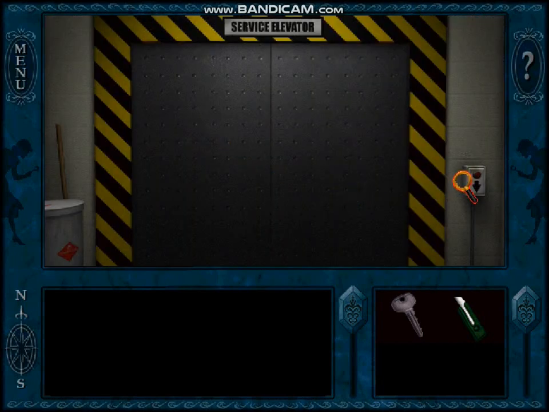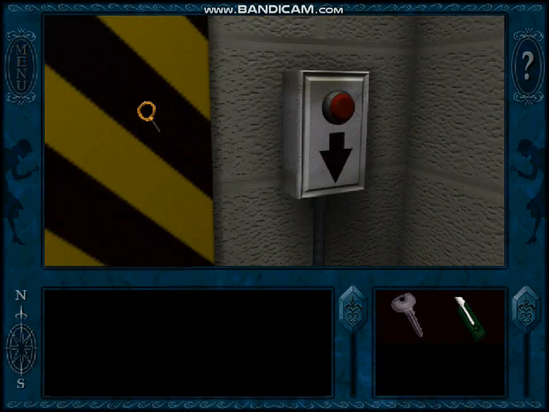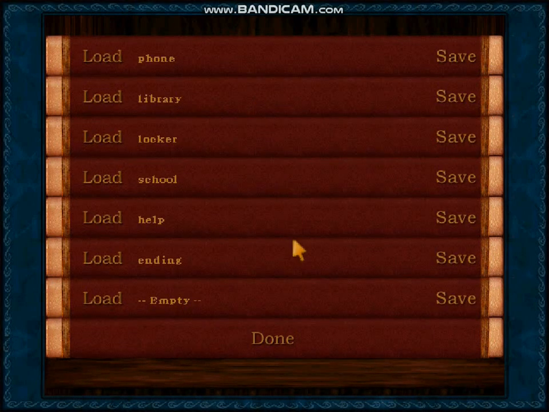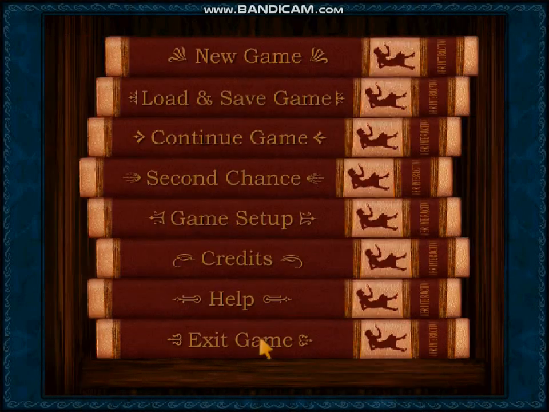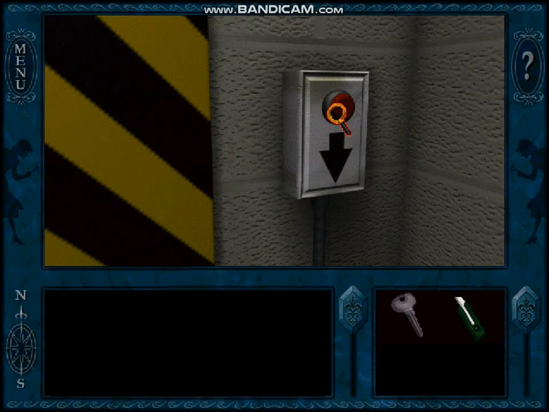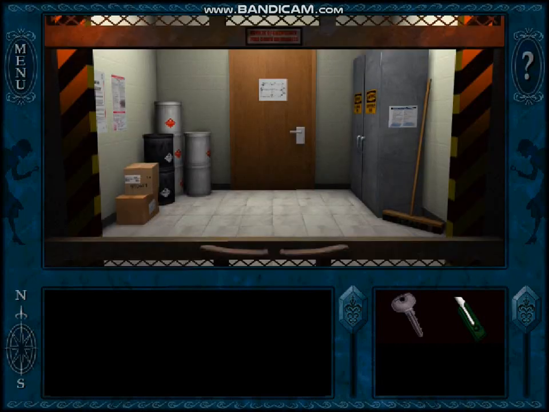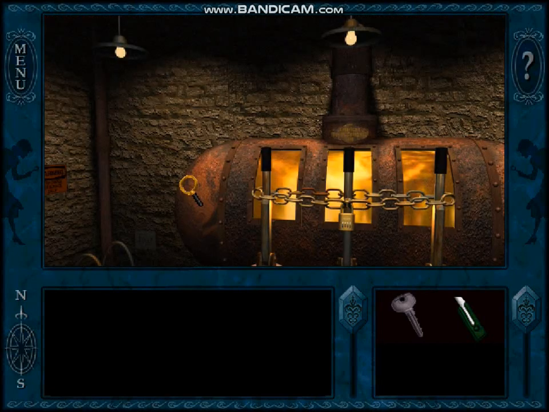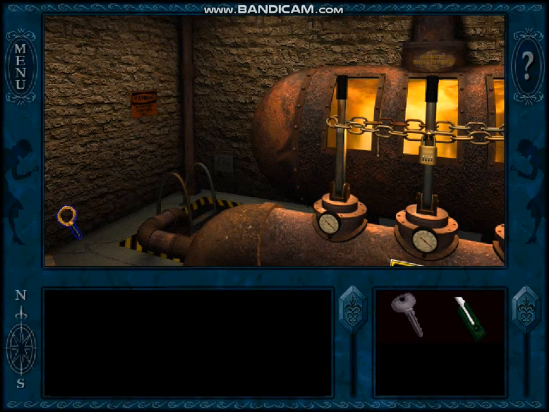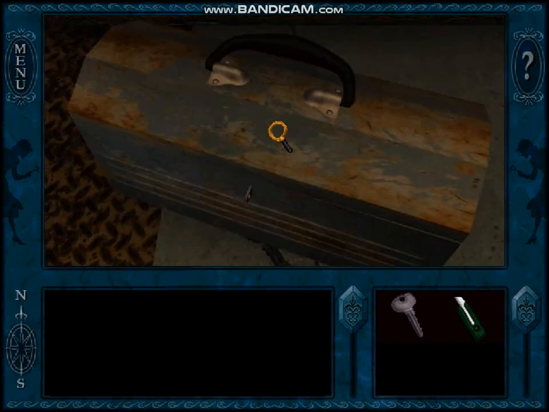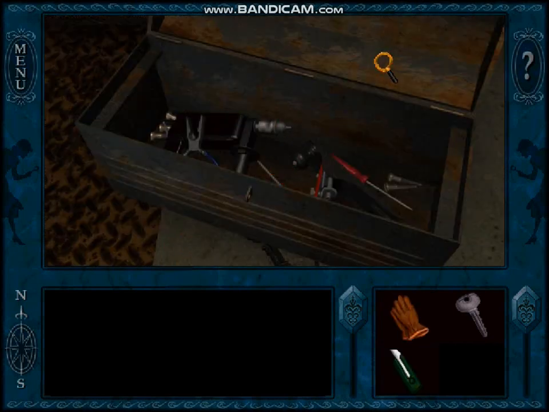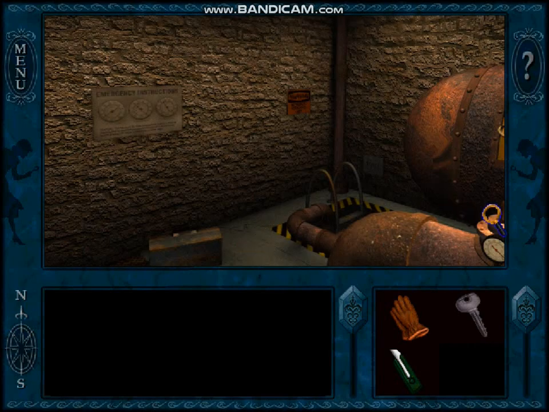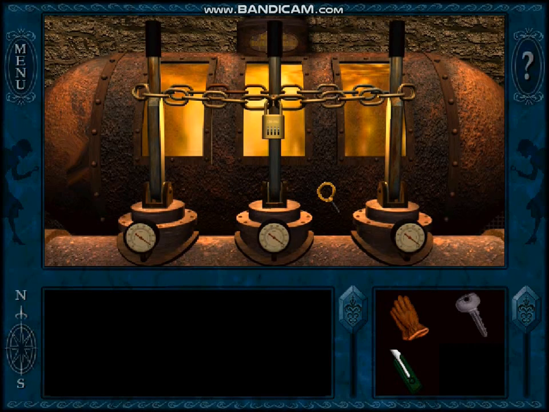Alright, so this is the elevator. And I'm gonna save it. Sometimes when I save, I type in careful because this leads to another death scene. Isn't that crazy? And I think I hear a little bit of the intense music, but that's only because I turned it down. So we have to get the gloves out. We have to do this quickly.